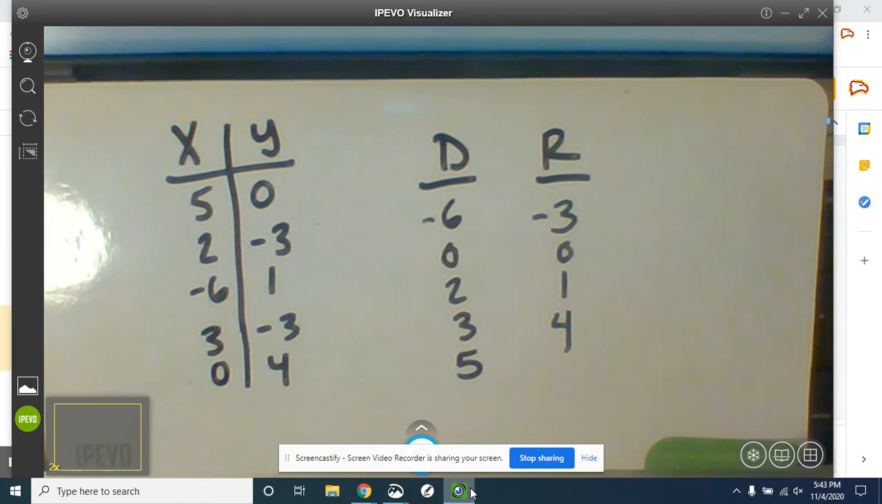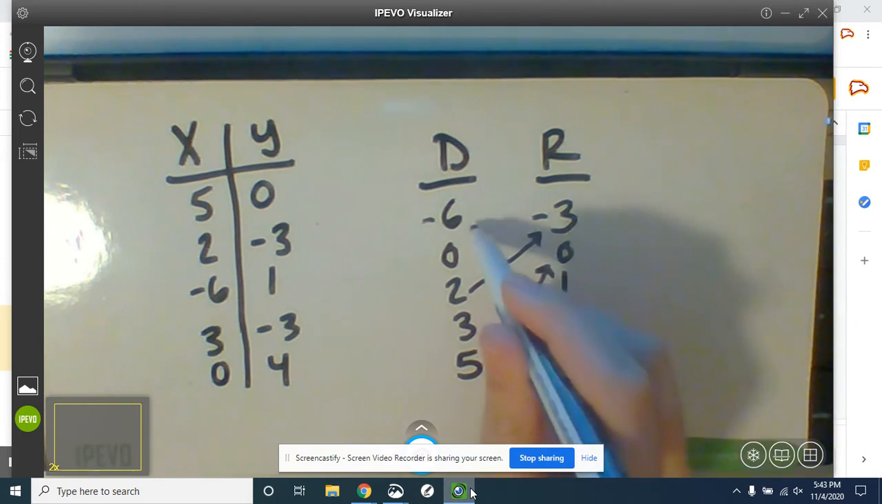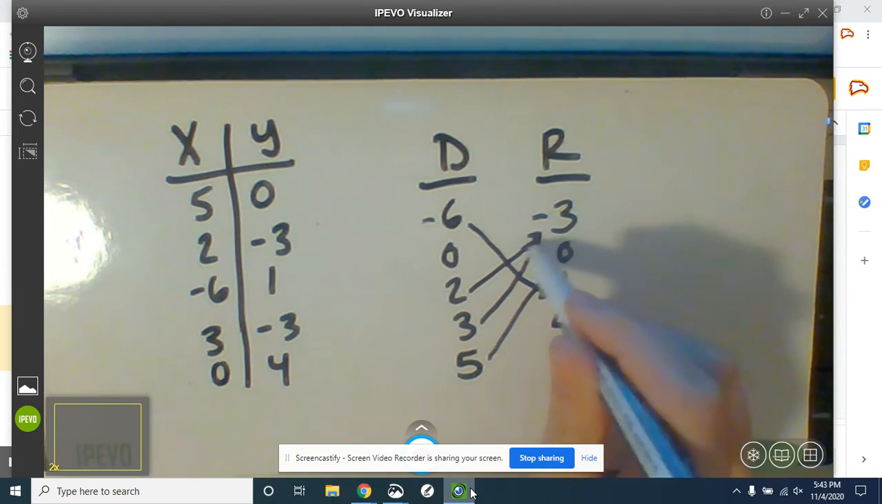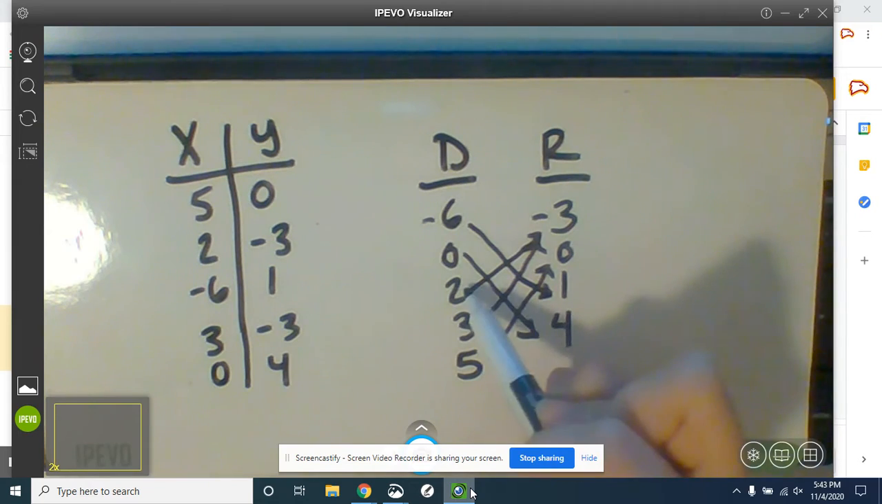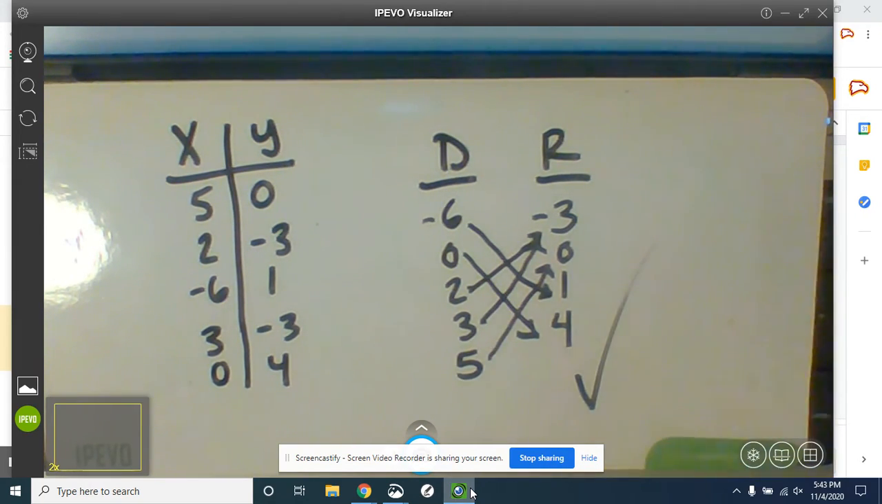And let's draw our arrows to see how they all interconnect. So we have 5 pointing at 0. We have 2 pointing at -3. -6 is pointing at 1. 3 is pointing at -3. And 0 is pointing at 4. So remember, they can share an output. They just can't have more than one output themselves. So this is a function.